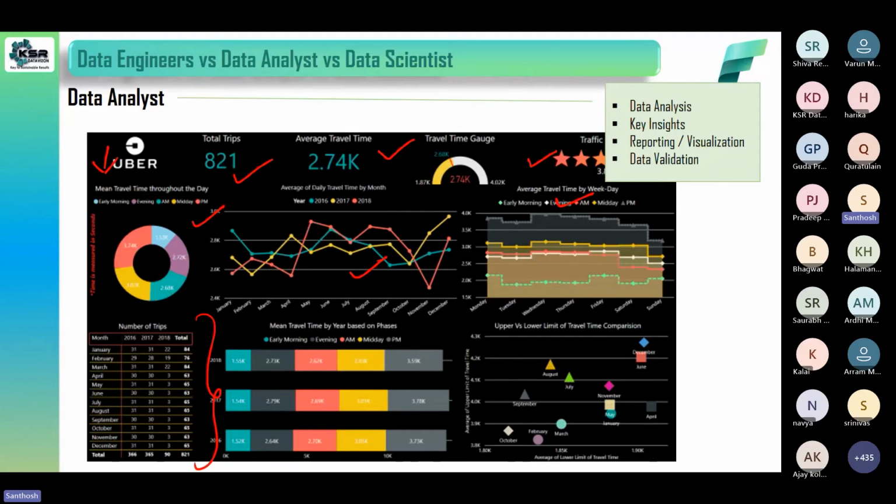That is what is happening when we have very few drivers compared to the number of customers, or you're charging more, or you're having a prime surge price. Obviously, people will not like it. So this information will be understandable by the report that is built by data analysts.